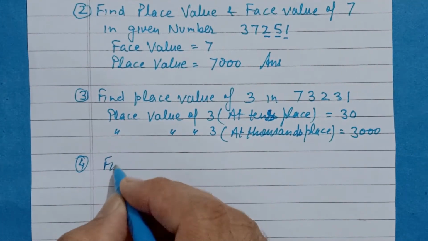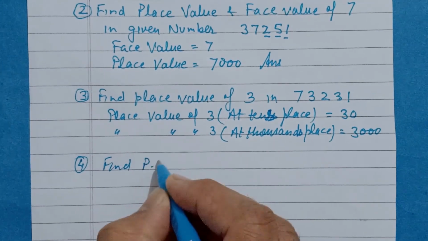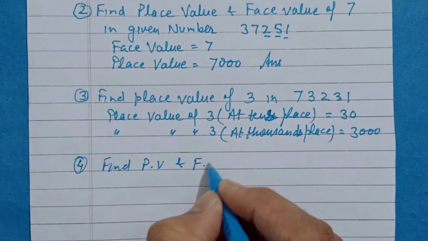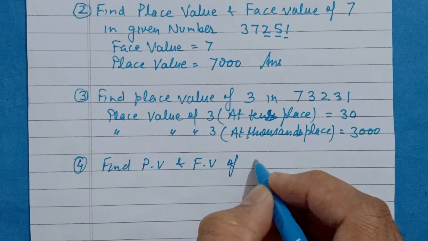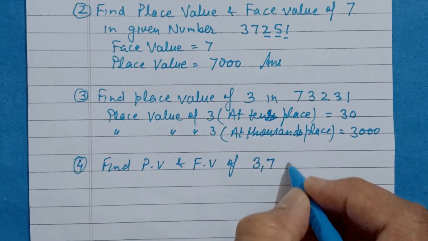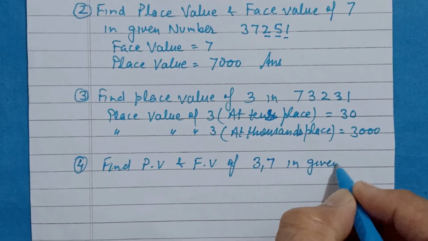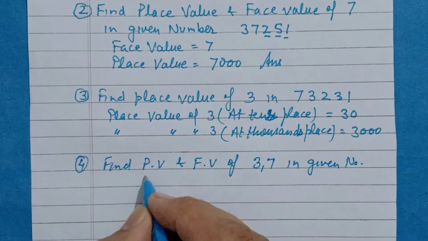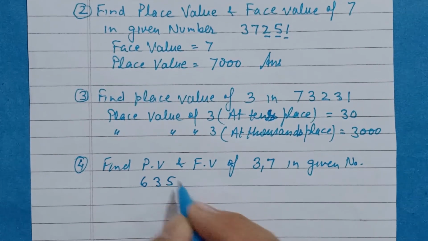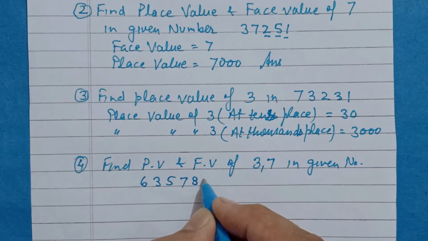Now find place value and face value of 3 and 7 in given number. And the number is 635783.